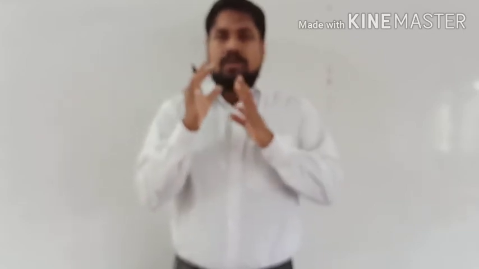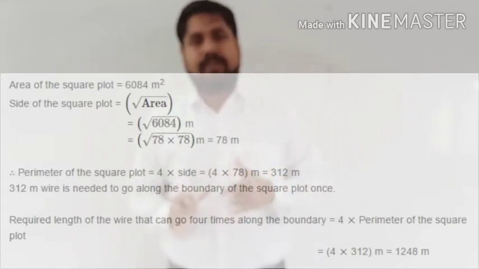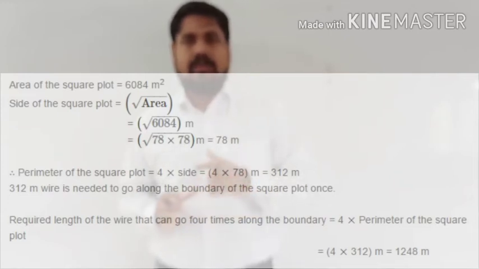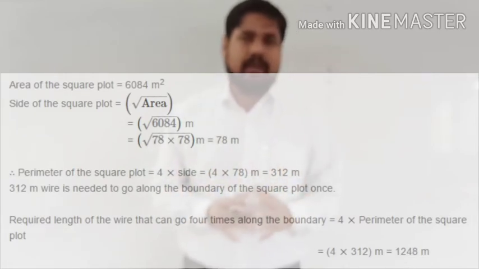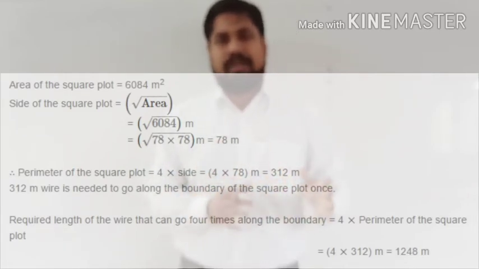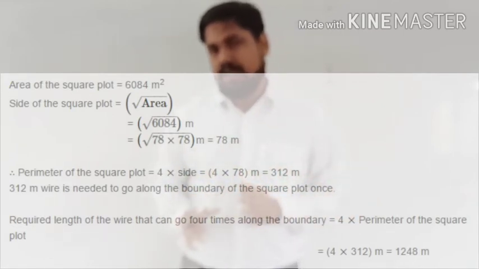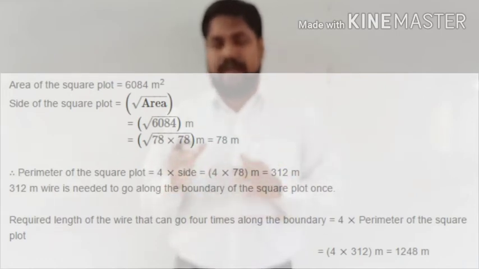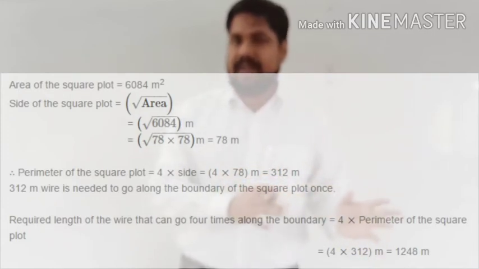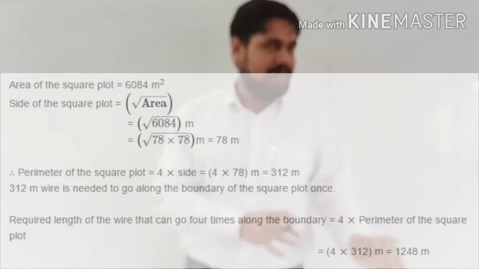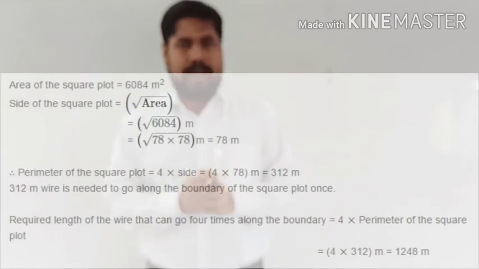Okay, so we know when the area of a square is given, how to find out the sides of the square. So the formula we have learned is side of the square is equal to root under area. So root under area means root under 6084, which is the required area which is given in this question. So root under 6084 means 78 multiplies 78. So root under 78 multiplies 78 means 78 only. So 78 meter is the length of the one side of the square, right?